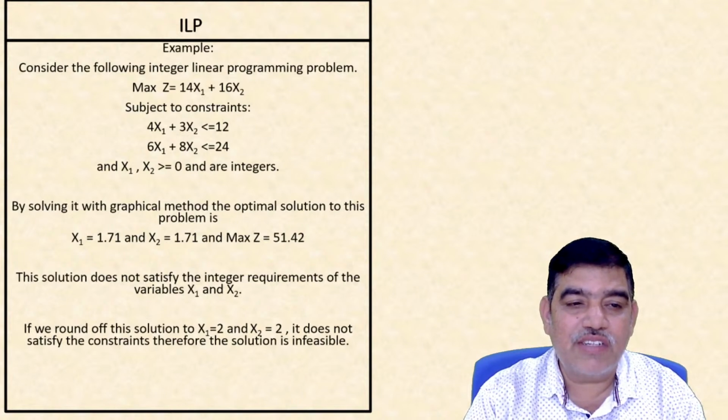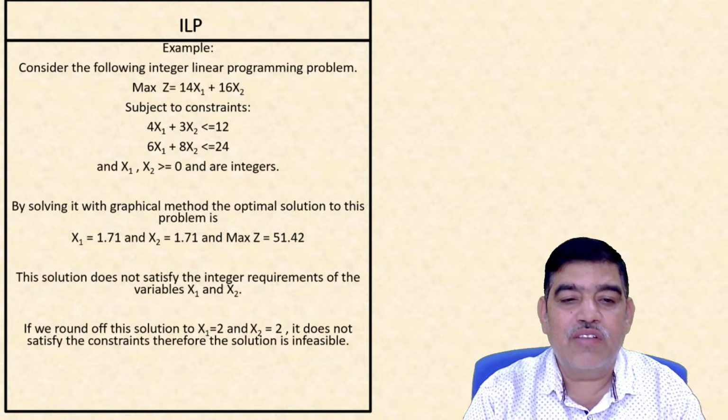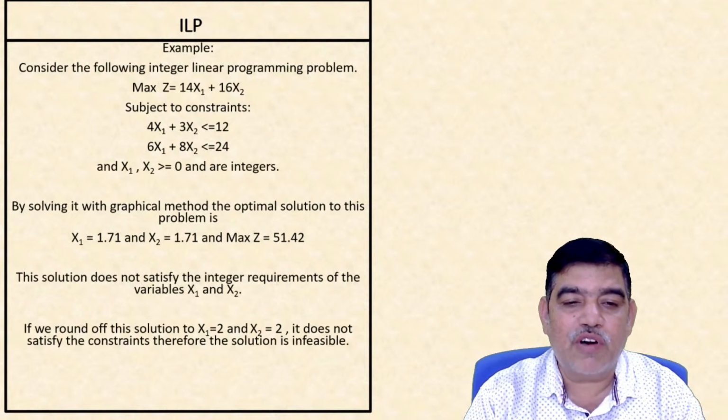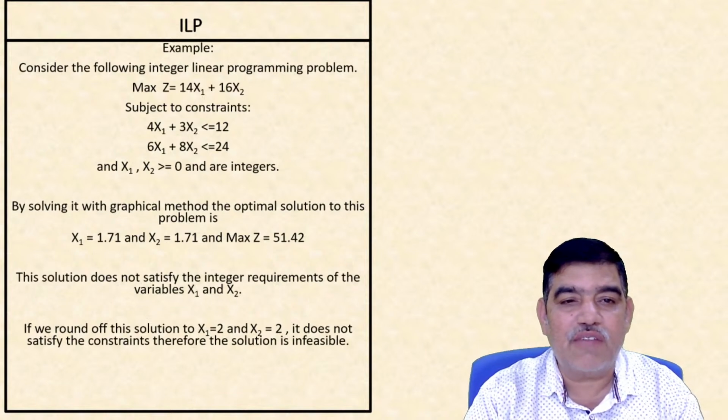By solving it with the graphical method, the optimal solution to this problem is x1 equal to 1.71 and x2 equal to 1.71, and the objective function value, that is the maximum profit, equals 51.42. So how can you solve this with the graphical method?